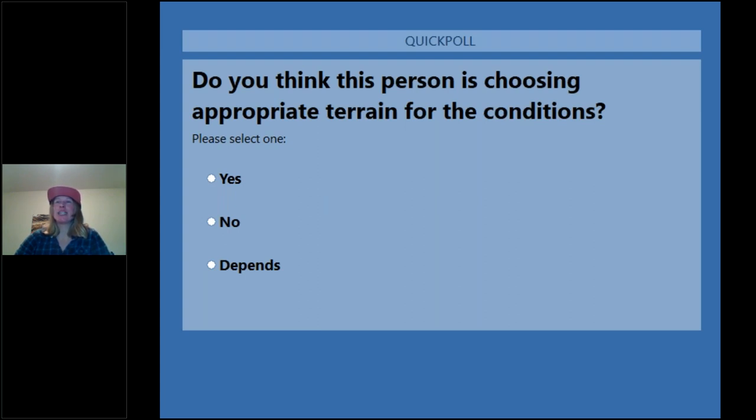Getting some votes in. Looks like people are leaning heavily towards no. Not that I want to sway anyone. We've still got some votes coming in. Out of 60%, like 14% saying yes and 25% kind of waffling on the depends.